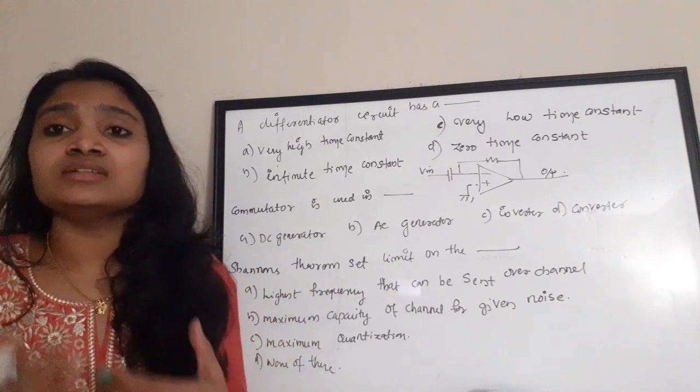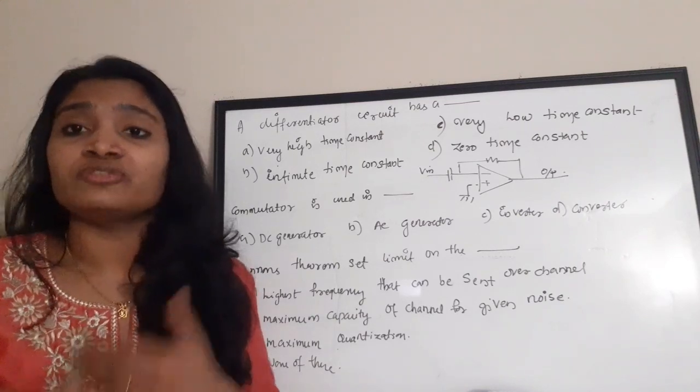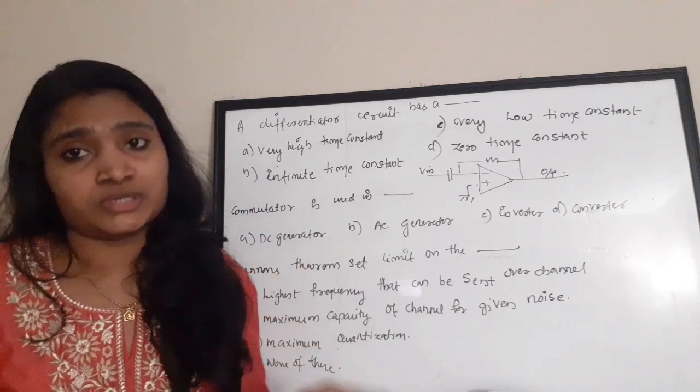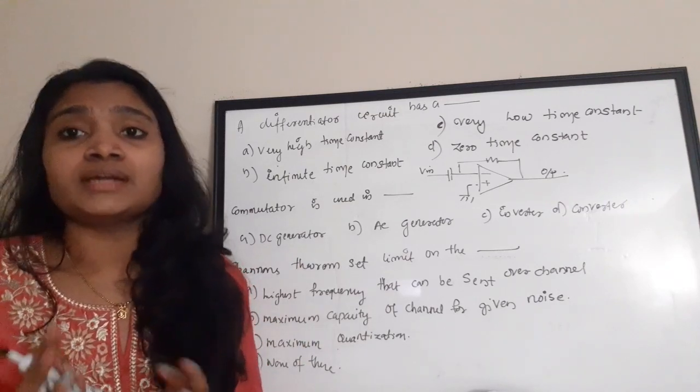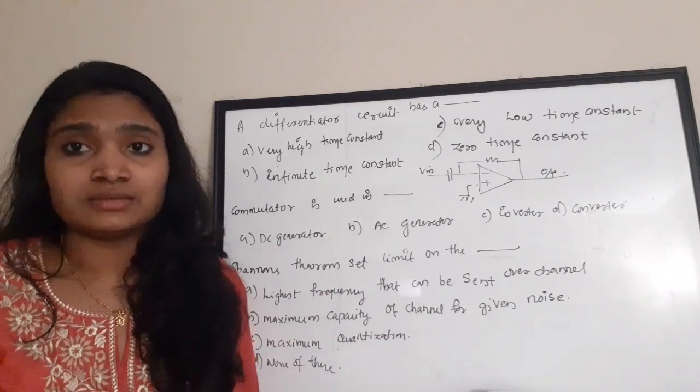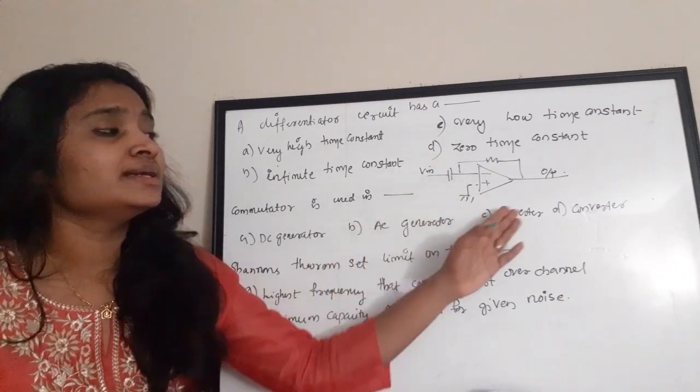So here a small time constant is required for a differentiator circuit. That is, within a small time period, any small changes in input should be reflected on the output side. So the time constant is very, very low. A low time constant is present for a differentiator circuit.